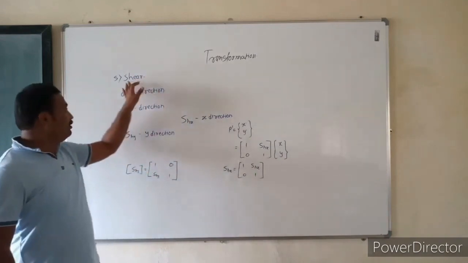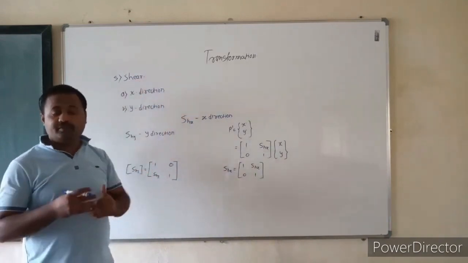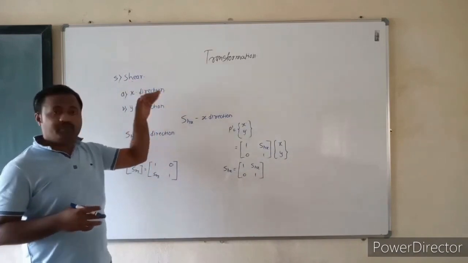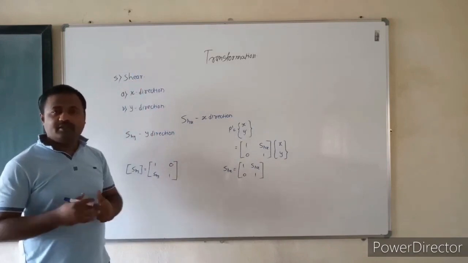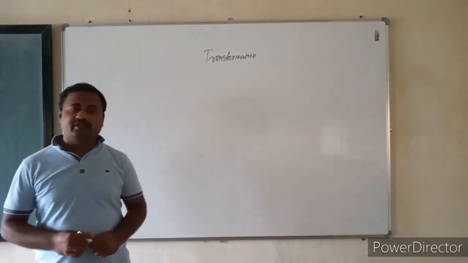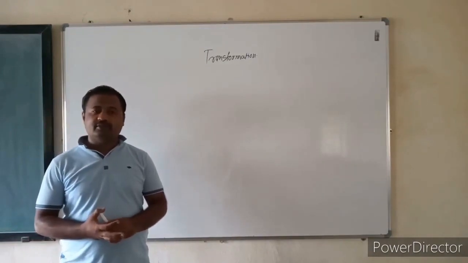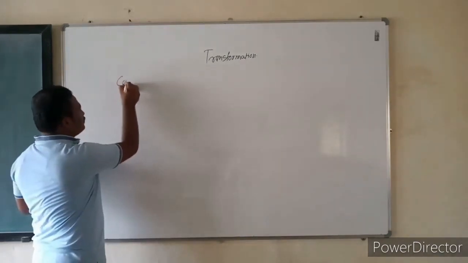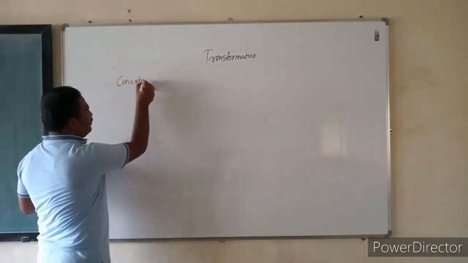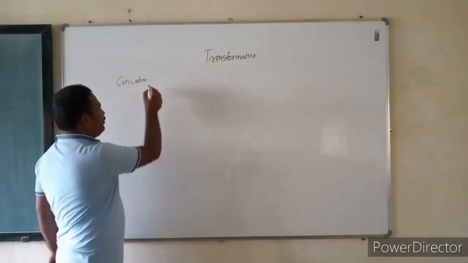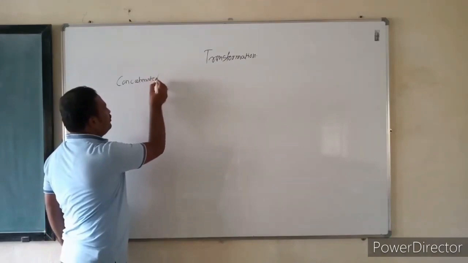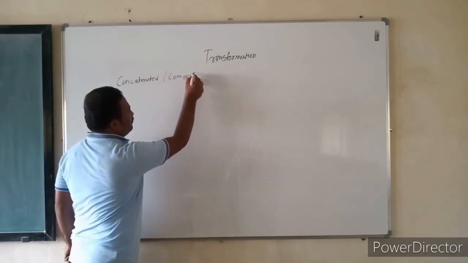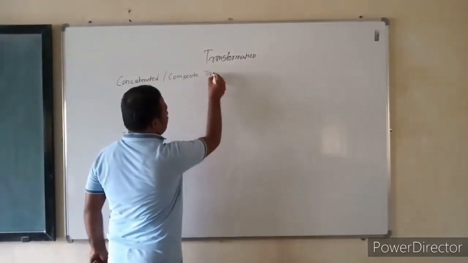These are the 5 types of transformation, and we have to see what the transformation matrices are for all 5 types of transformation. Okay, go for next. Next in transformation is concatenated or composite transformation.